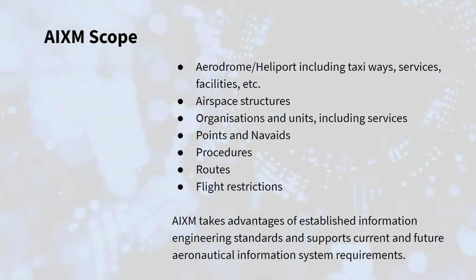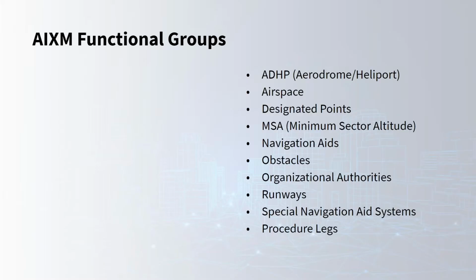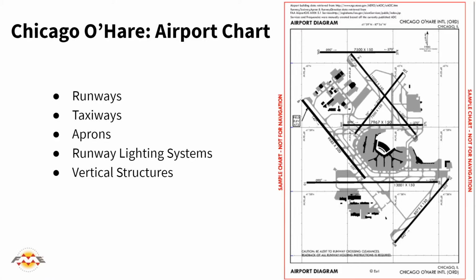In terms of what's covered in the scope of AIXM: airports, heliports, taxiways, all of the surrounding facilities, so the stuff on the ground, and also everything related that's up in the air, the airspaces, procedures, routes, flight restrictions, and all of the nav aids that support that. And these are just some of the terms used specifically within AIXM for the functional groups.